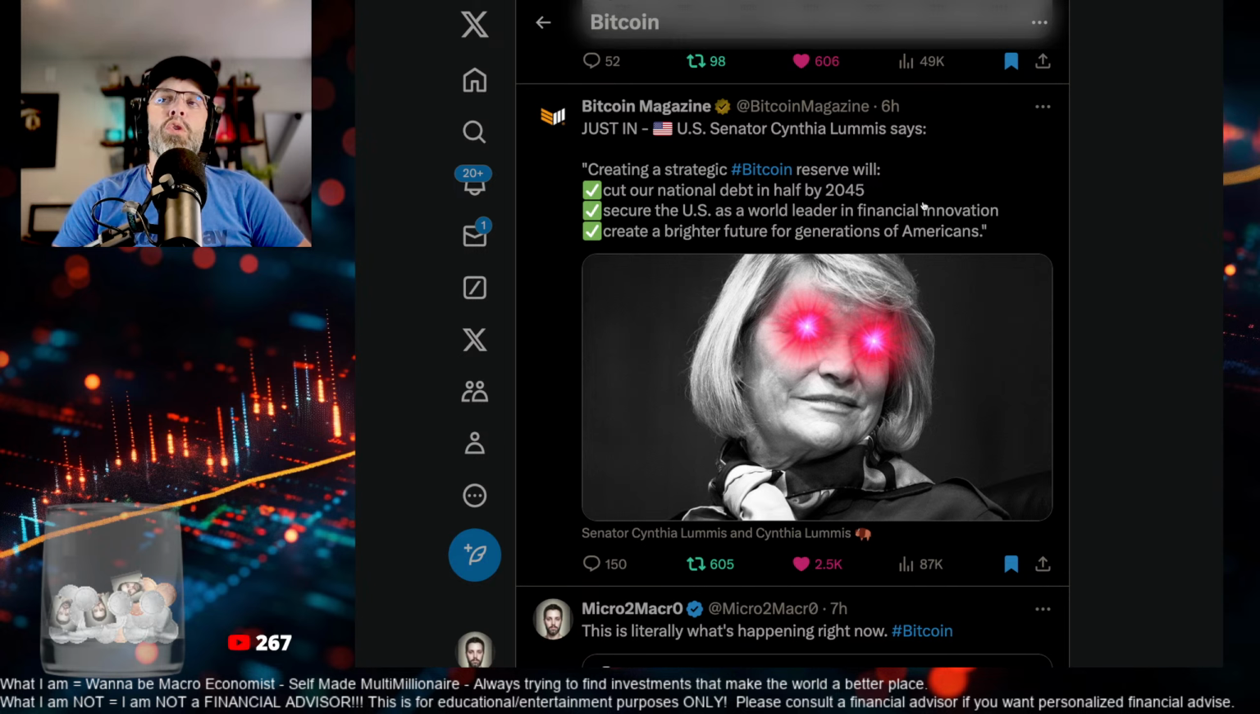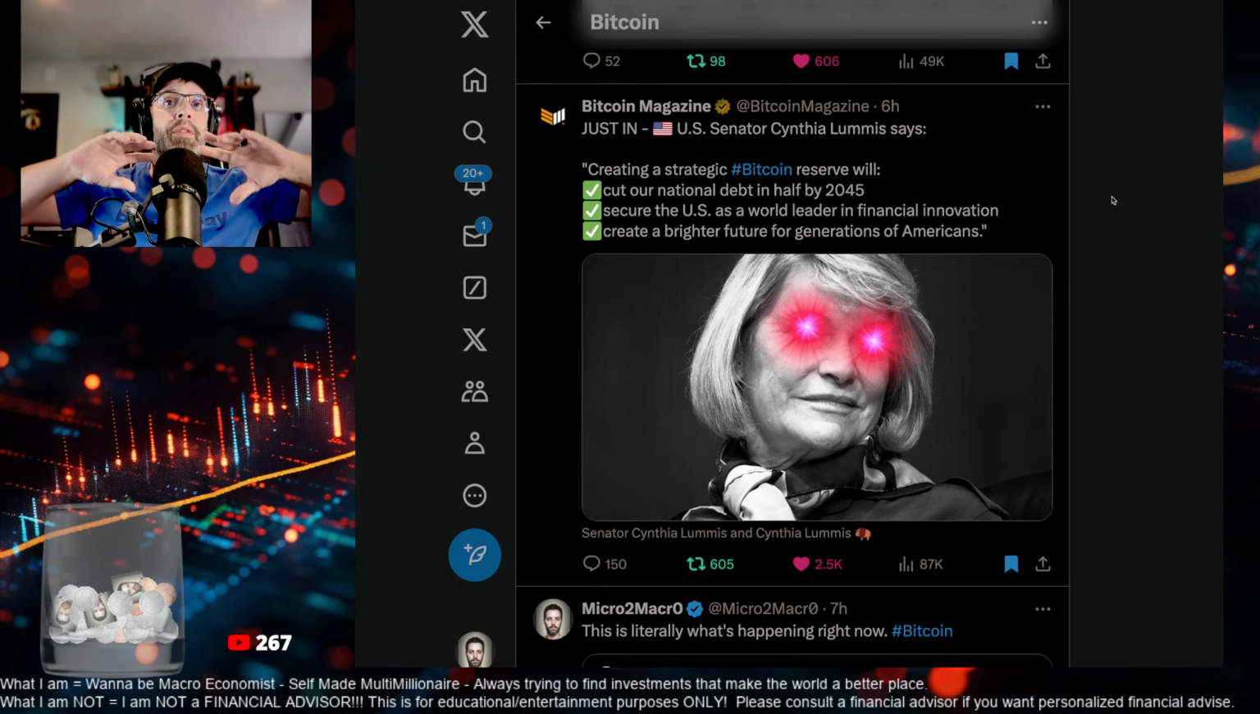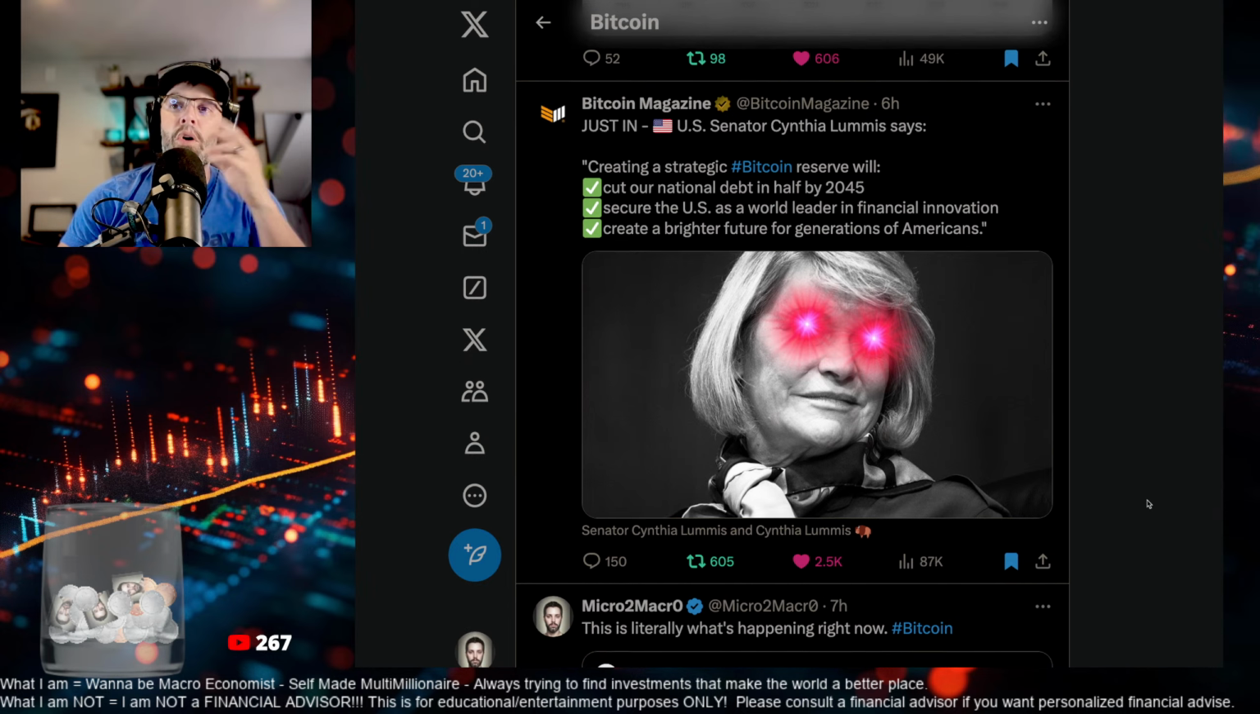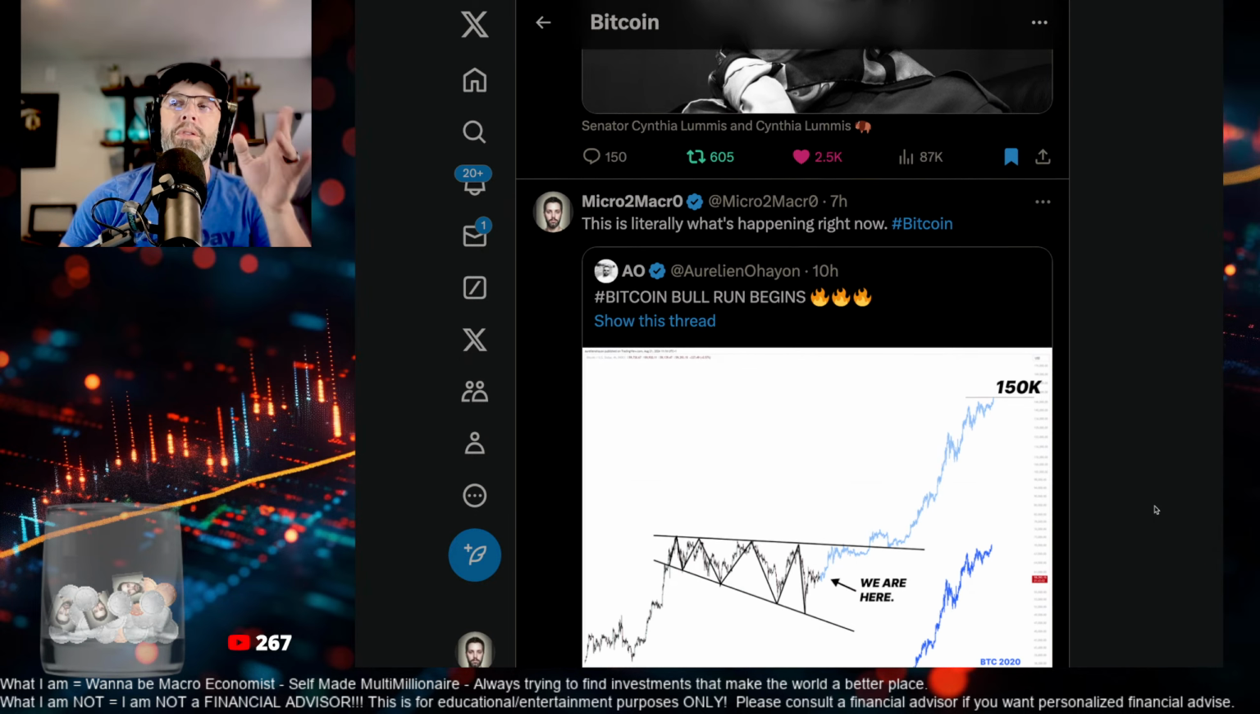Secure the U.S. as world leader in financial innovation. We've kind of done that already, and if we implement this reserve, it's definitely that. Create a brighter future for generations of Americans. I think we all want that, regardless of the political side of the aisle.